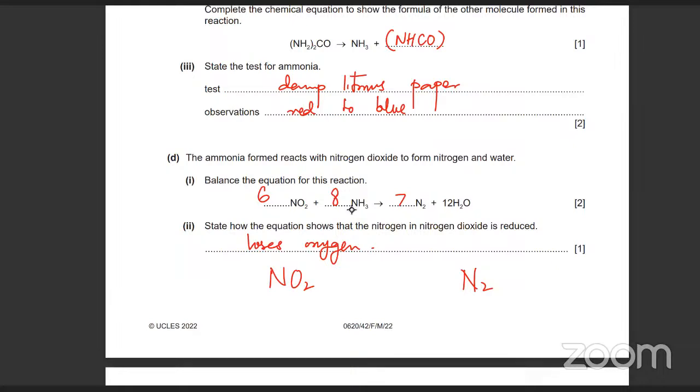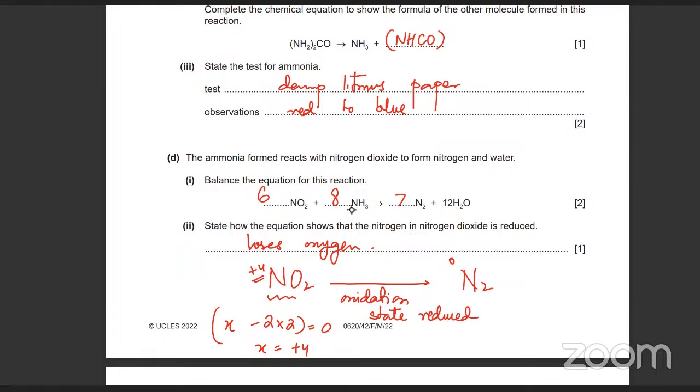Gain electrons. Do you know what the oxidation state of N over here is? Do you know what the oxidation state of O is? What is the charge on O? 2 minus. So N, you don't know what N is. Oxygen, you know it's 2 minus, right? And there are 2 of them. The total charge of the molecule is 0. So that means N is plus 4. And over here, N is 0, it's neutral. So what happens is it gets reduced. Oxidation state also gets reduced. It goes from plus 4 to 0. Is that clear?